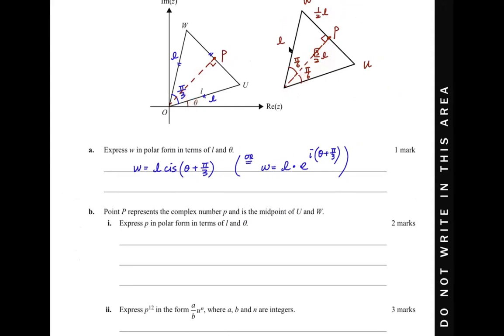So distance, let's say absolute value of p. Absolute value of p is L times cosine 30 degrees, which is root 3 on 2 times L. My argument of p should be theta plus pi on 6. Therefore, p in polar form is root 3 on 2 times L times cis(theta plus pi on 6). Easy.